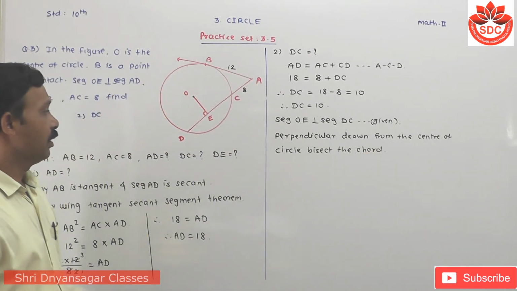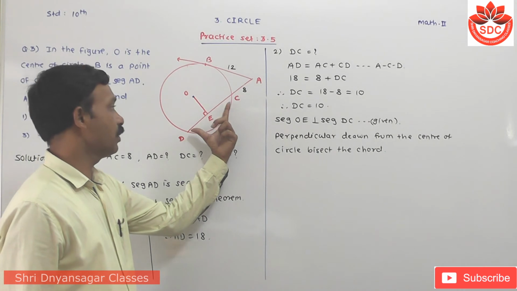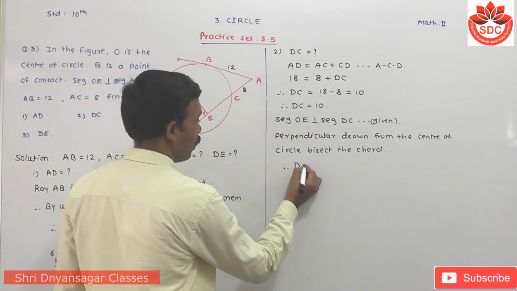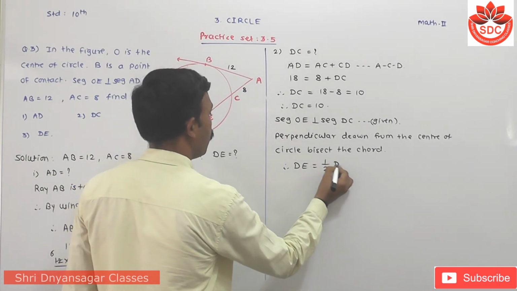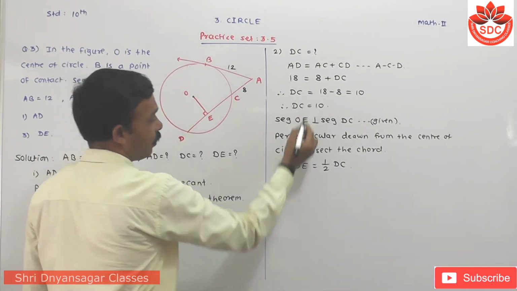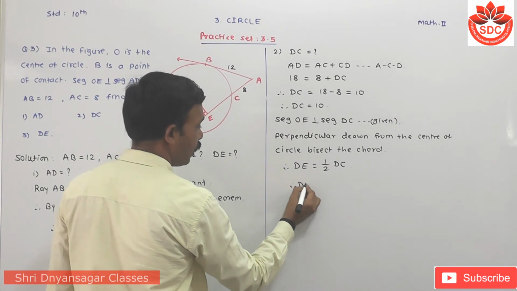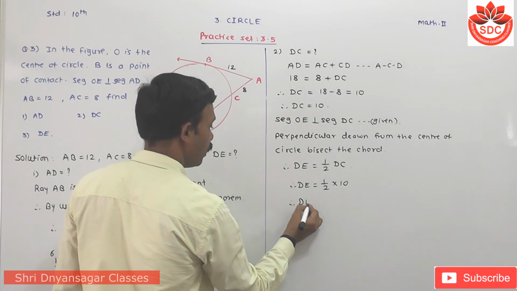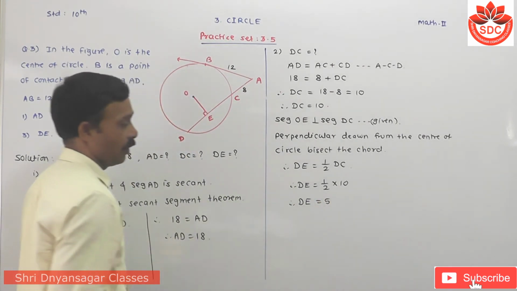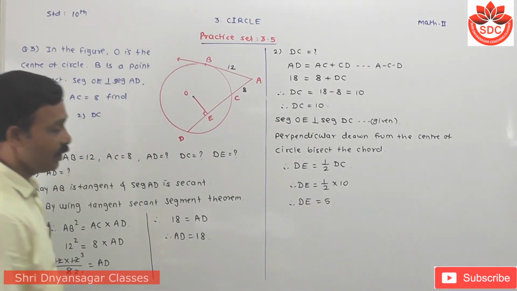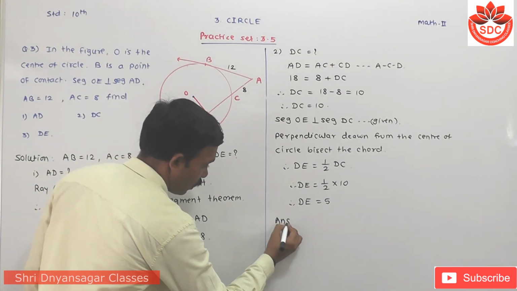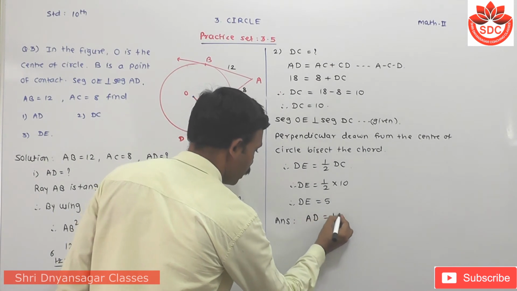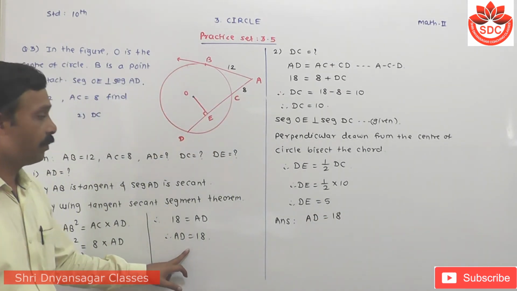So here DE is equal to half of DC. Substitute the value of DC, which is 10. Therefore, DE is equal to half of 10. We simplify it. Therefore, DE is equal to 5. So, write the answer in a full sentence. Answer: first, we have to find out the value of AD. Means that AD is equal to how much? 18 units. Then the second one.